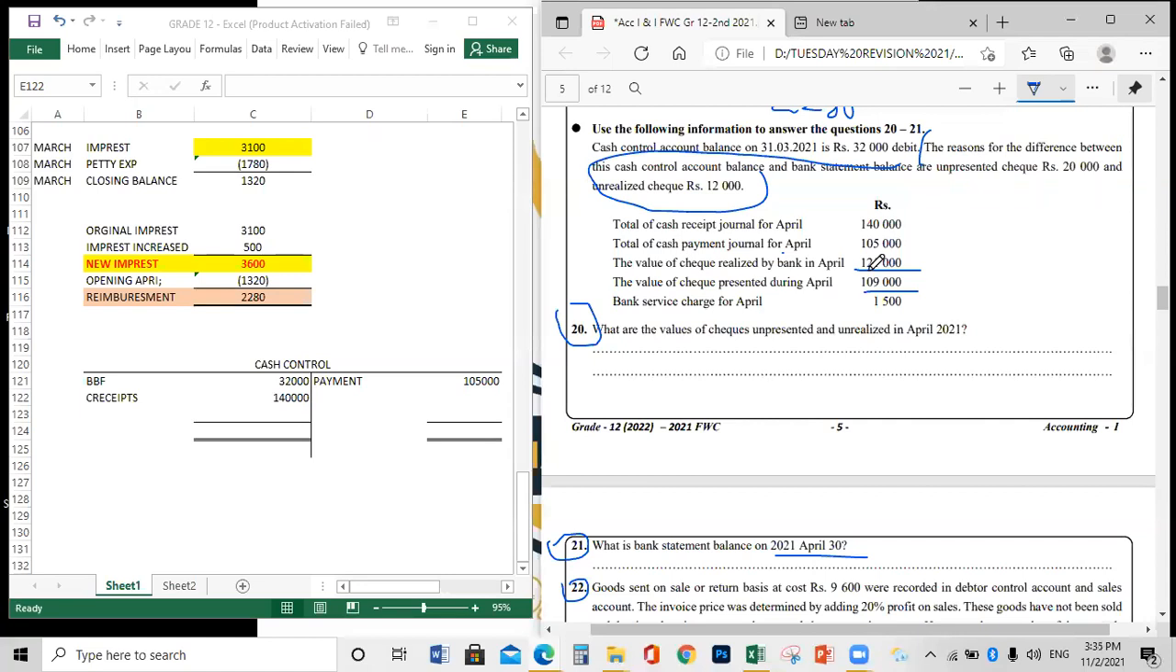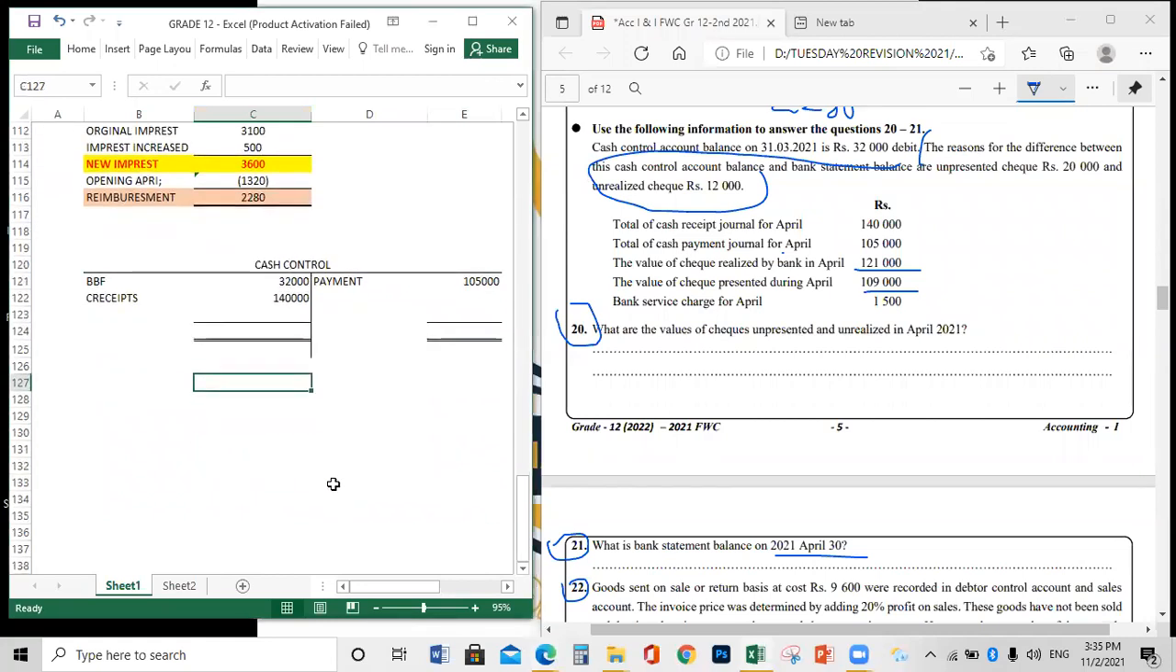Okay, fine. They say, guys, the bank charge is how much? Bank charge is 1,500. So where will you record the bank charge? Usually, guys, bank charge is an omission. It will come in the adjusted cash control because it's an omission.